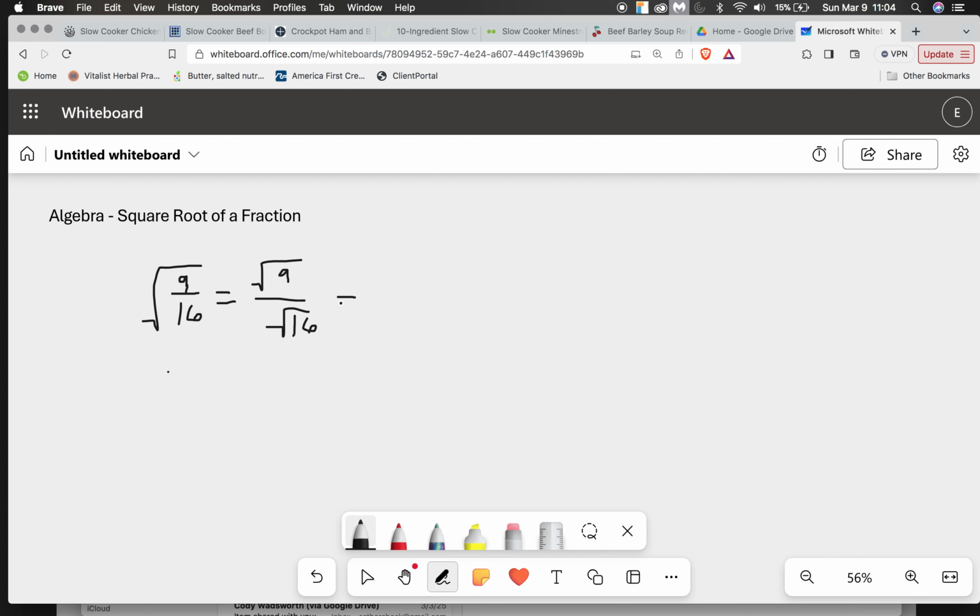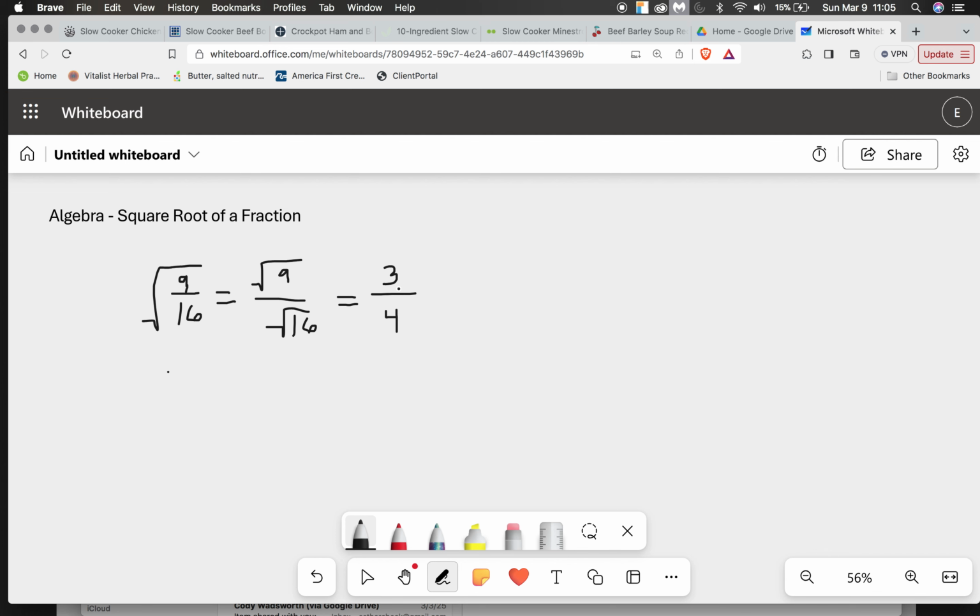Because we know what the square root of 9 is. The square root of 9 equals 3, since 3 times 3 equals 9. And then the square root of 16 is 4, since 4 times 4 is 16. And so our answer to the square root of 9/16 would be 3/4.